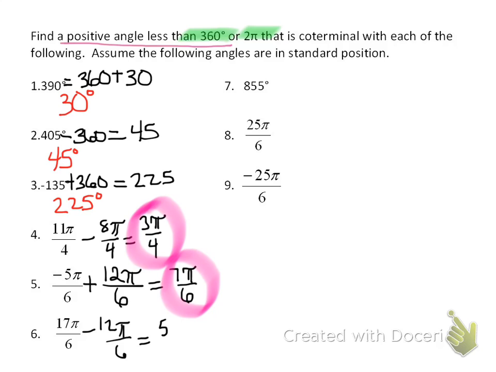And here we get 5 pi over 6. So our coterminal angle is 5 pi over 6. Are there any questions? All right, I want you guys to try 855 degrees on your own.